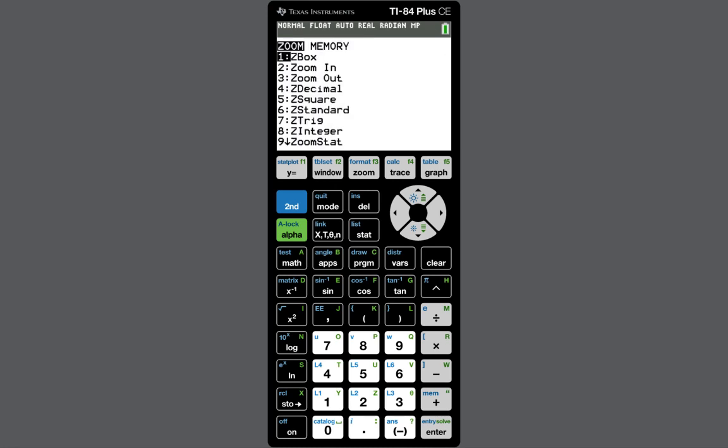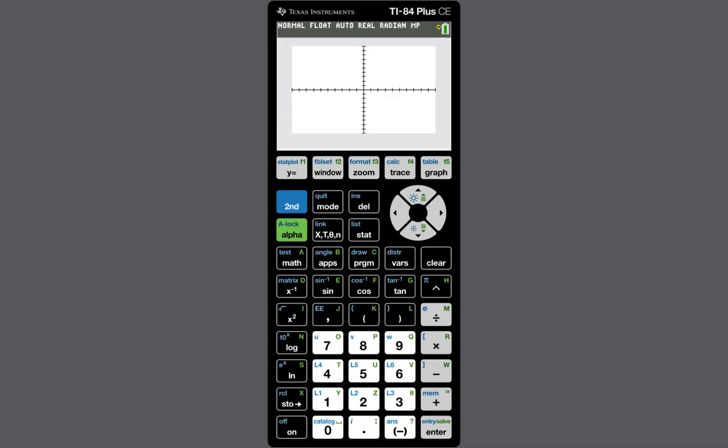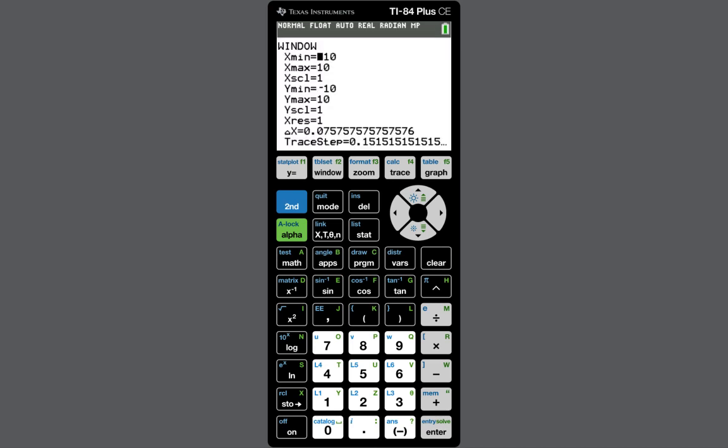Hit zoom, choice number 6, and you'll see the graph has some stuff hidden higher up on the y-axis and lower down on the y-axis. So I'm going to go to the window key, and I'm going to extend this higher up by putting the maximum at 30, and lower down by putting it at negative 30. And now I'll touch graph.